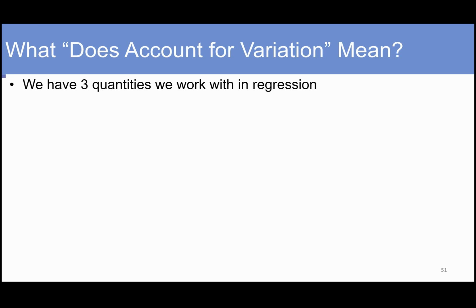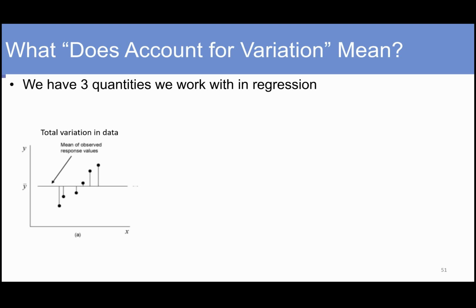Here's how we think about this. The way we think about this is we think about the total variation first. In other words, this is the mean, and these are the deviations. So the total variation is actually like the variance. This is the total variation in the data.